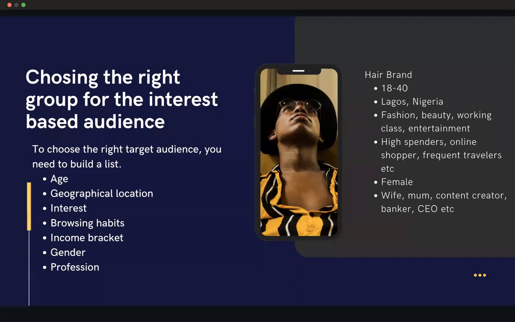Another hack is that you can even go on Google and say Facebook target audience for a hair brand. You will see some articles there. They will give you hints. Oh, to target, please make sure you add this. And that's where you can add this interest, right? So you write their interest.